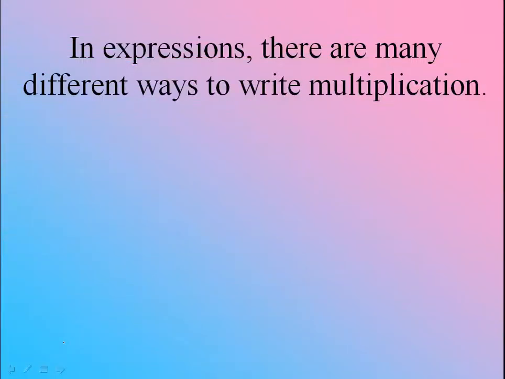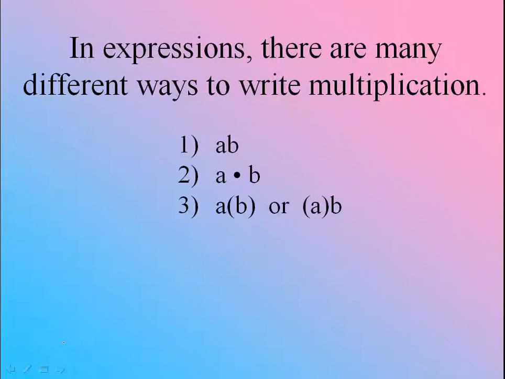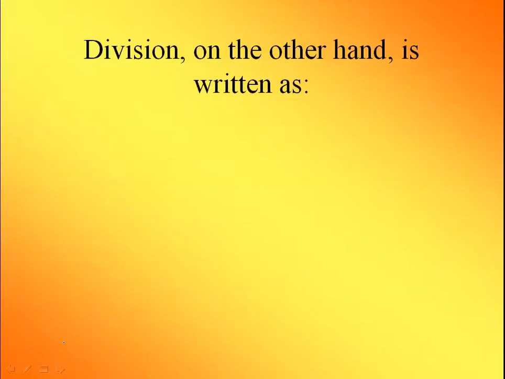In expressions, there are going to be many different ways that you may see multiplication written. AB, A times B with a dot between it. Parentheses can also indicate multiplication. Notice the difference between that one, both of them are in parentheses. We can still use the x that we learned back in elementary school. Division, on the other hand, will be written in one of two ways. We can write it as a fraction, or we can write it with the little division sign that we learned earlier. We tend in algebra to use the fraction symbol.